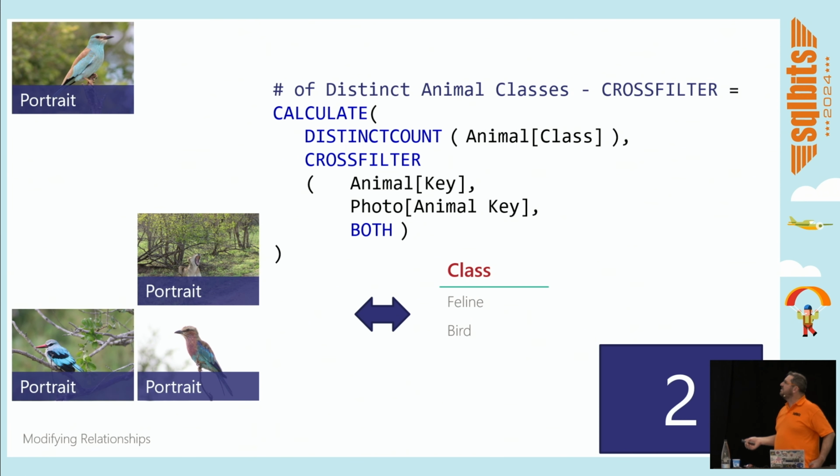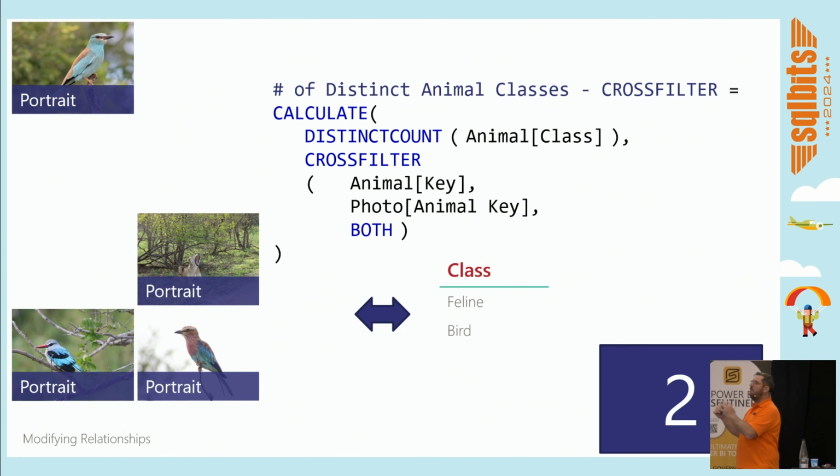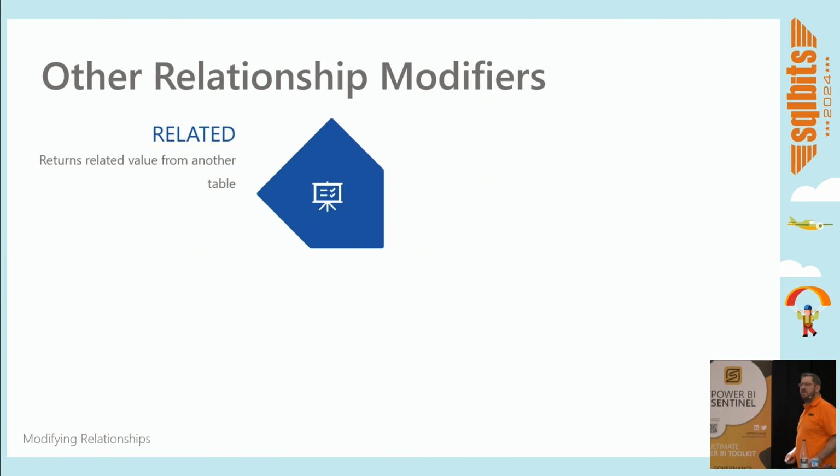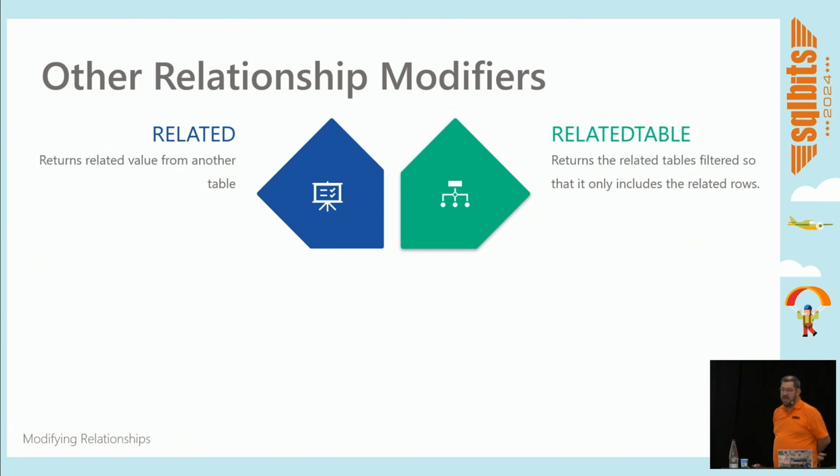Okay, so that's the context now. We had a filter context on our left-hand table, and we're now propagating it through a one-directional relationship in the opposite direction and bringing back a result. There are a couple of different ways we can do these relationship modifiers. We can get related columns from another table. We can get a related table and perform a summarize or a row count or things like that over an entire table.